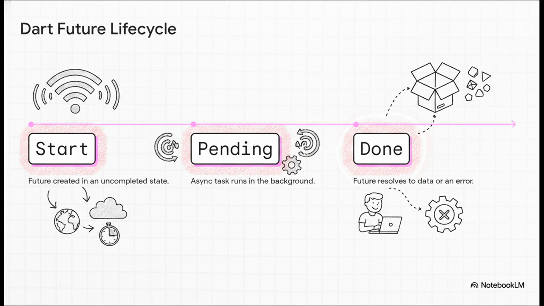When the request is made, a future is created in an uncompleted state. Now, the app doesn't just freeze up. It actually keeps running perfectly fine while that async task hums along in the background. Finally, the future reaches a completed state where it either resolves into the data you ask for or throws an error if something went horribly wrong.